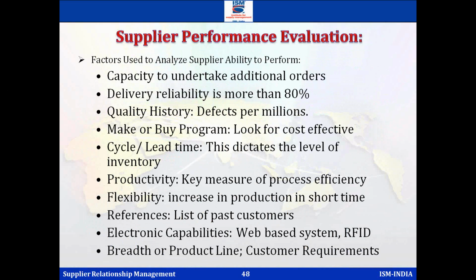Productivity, key measures of process efficiencies, flexibility, references, electronic capabilities. Does the company have RFID? Can I track it? Can I trace it? And the breadth of the product line. If the supplier has a very narrow product range, only one type of item, and that is only for me, then choices are very limited.